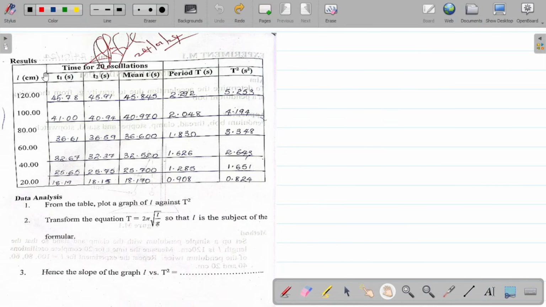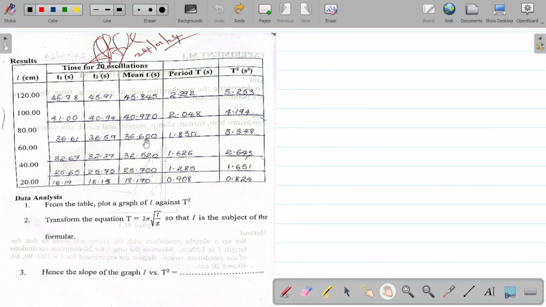So here's your results. For this here, you'll be asked to record the time of oscillation, the time for 20 oscillations. The first time, the second, and then you take the mean. Usually for this experiment, you'd have to do T1 and T2 when the length of the thread is 120 cm, 100 cm, 80 cm, 60 cm, 40 cm, and 20 cm. And for each of these, you have to find the value of T1 and T2. So T1 and T2 was got for each of these, and then you have to fill up this other part.